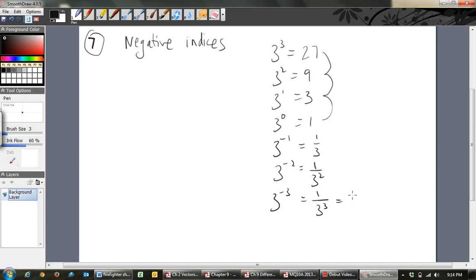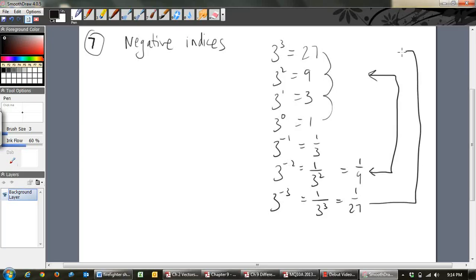So you can see this nice little, I'll just write this so you can see the symmetry. 1/9. Can you see the symmetry here? 1/9, 1/9, 1/27, 1/27, etc. So you can see what is going on. And so hopefully you can see that when you have a negative indice, negative power, what it does is it just flips that fraction upside down.